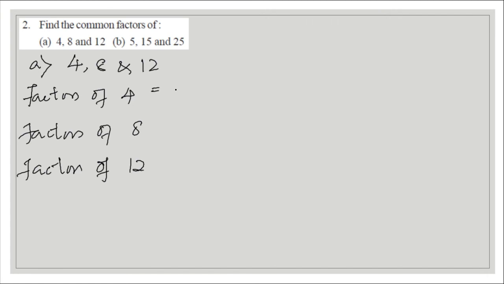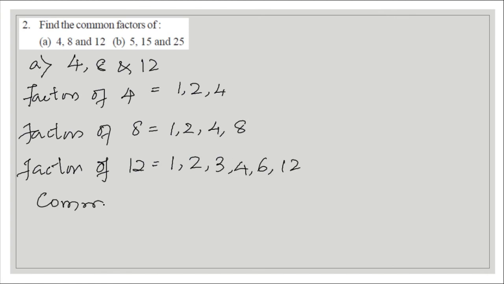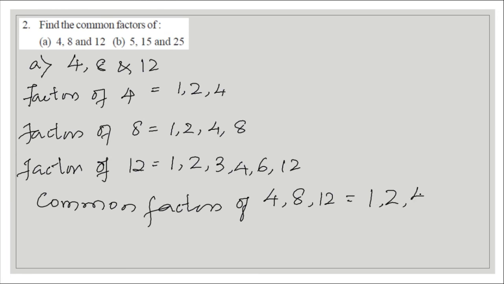What are the factors of 4? 4 is divisible by 1, 2 and 4. Factors of 8 are 1, 2, 4 and 8. The factors of 12 are 1, 2, 3, 4, 6 and 12. Therefore, the common factors of 4, 8 and 12 will be 1 is present in all the 3, 2 is present in all the 3 and 4 is present in all the 3. These are the 3 common factors.